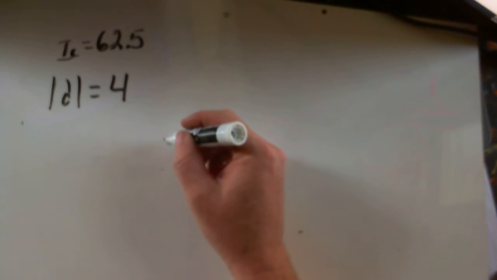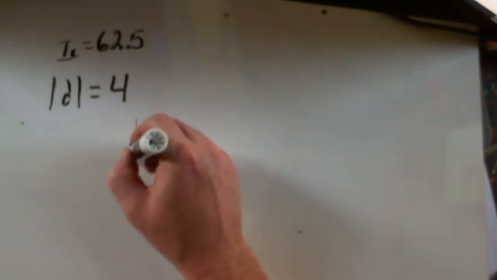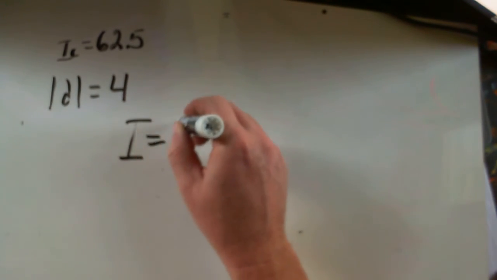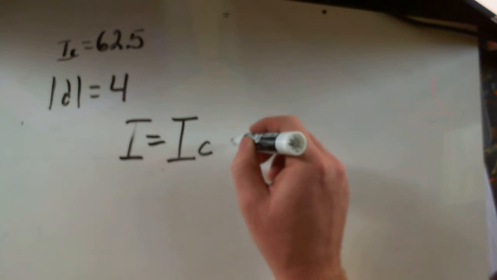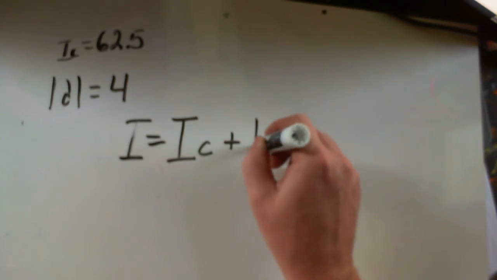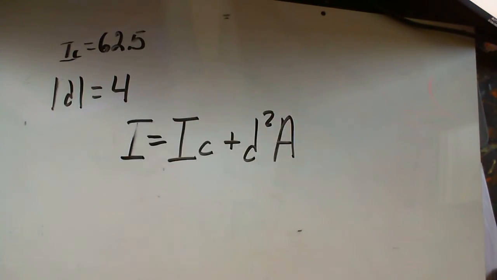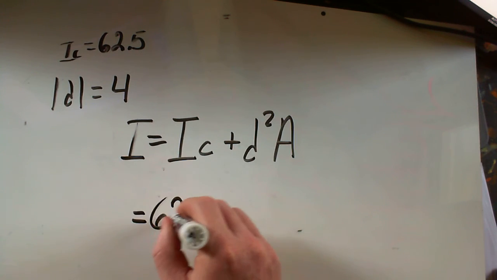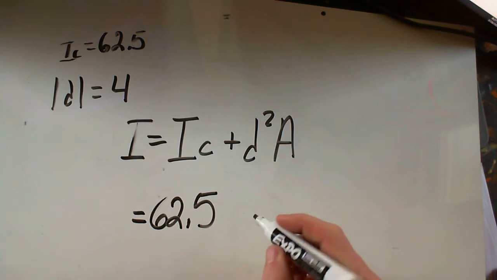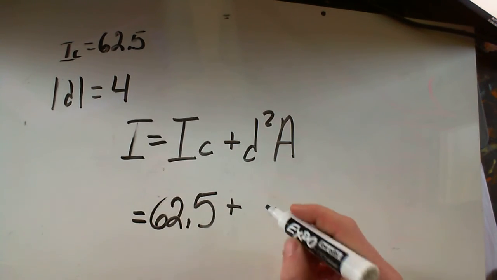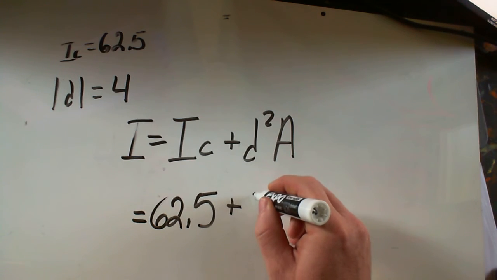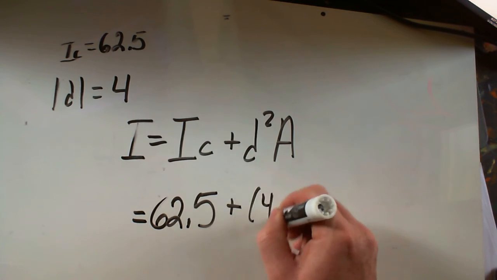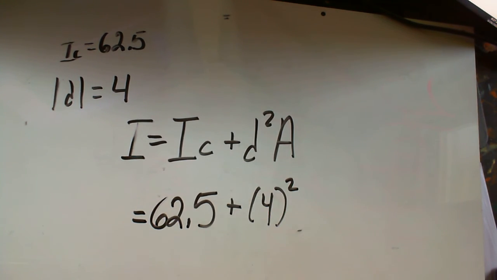All right, so I'm going to take that information. Now I've got that other formula that we wrote down earlier, that I equals I sub c plus d squared times A. We now know our I sub c is 62.5 plus the d value is 4, so we have 4 squared.